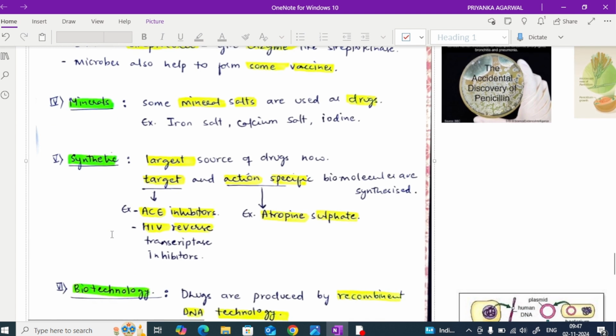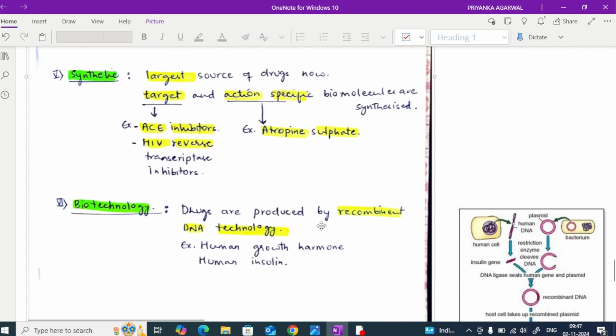Now come to synthetic. Synthetic means they are made in laboratory. Okay, so this is the largest source of drugs now. So here by this lab made drugs we can make target and action specific biomolecules synthesized. For example, for this target specific is ACE inhibitors, HIV reverse transcriptase inhibitors. Okay, you can write this as examples. Action specific is atropine sulfate.